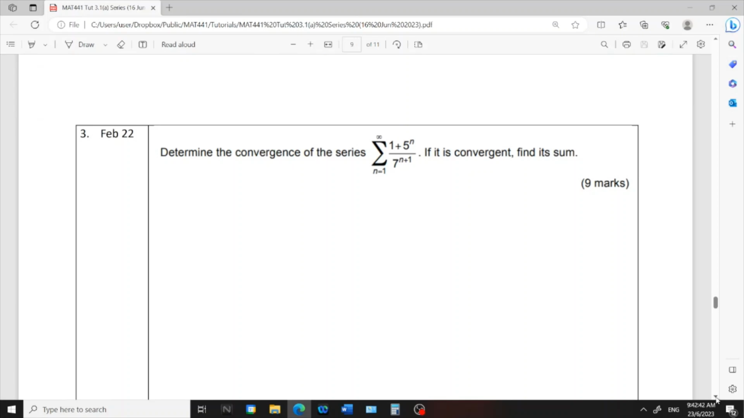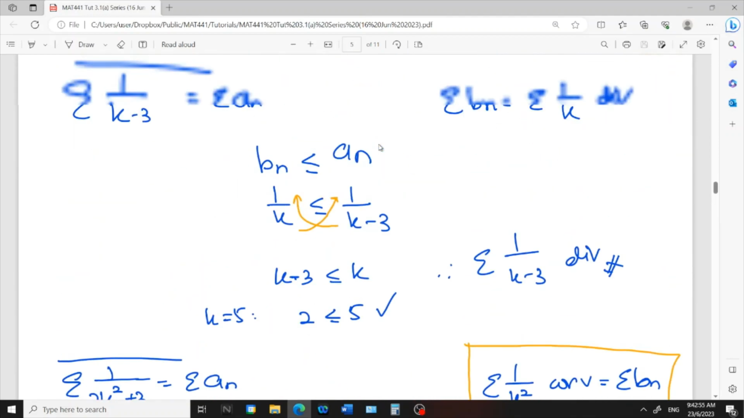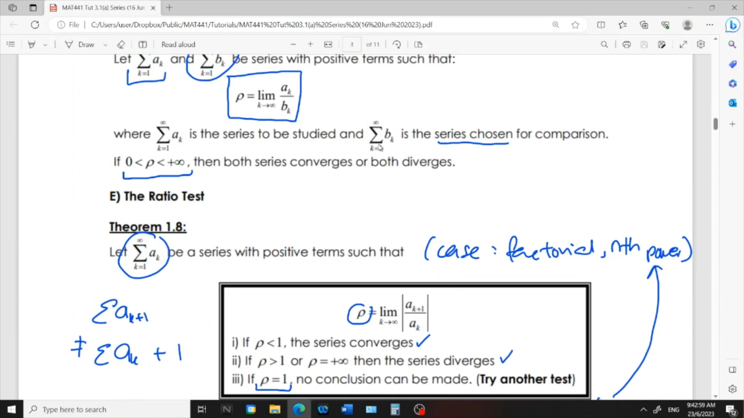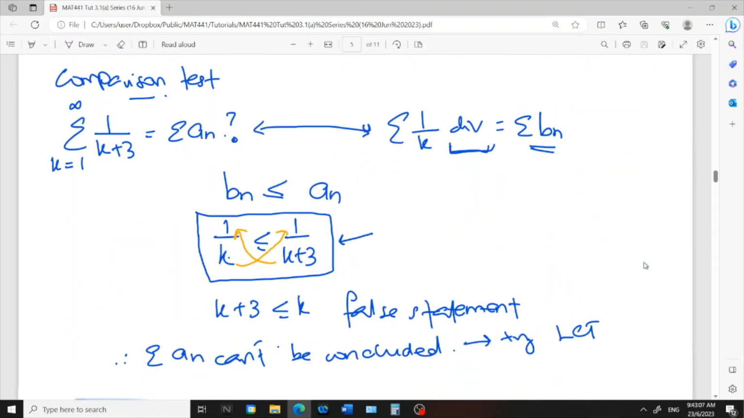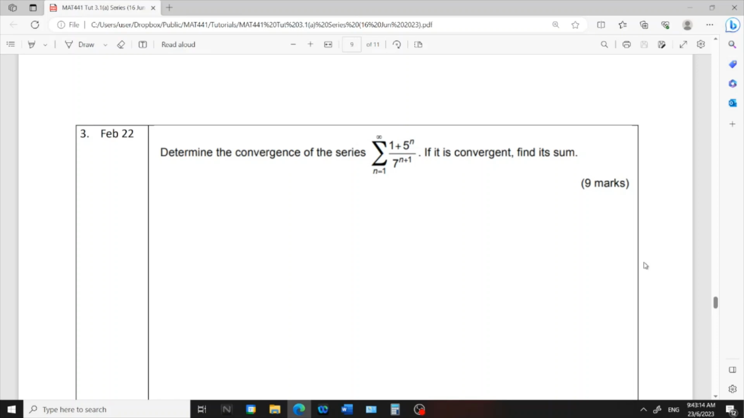So today we will continue with the next one. You are given this series. At first glance, this is similar to the ratio test, the appropriate test to be used, because we said that the ratio test is for n's power. But before we use the test, let's understand the question. Determine the convergence of the series. If it is convergent, find its sum.